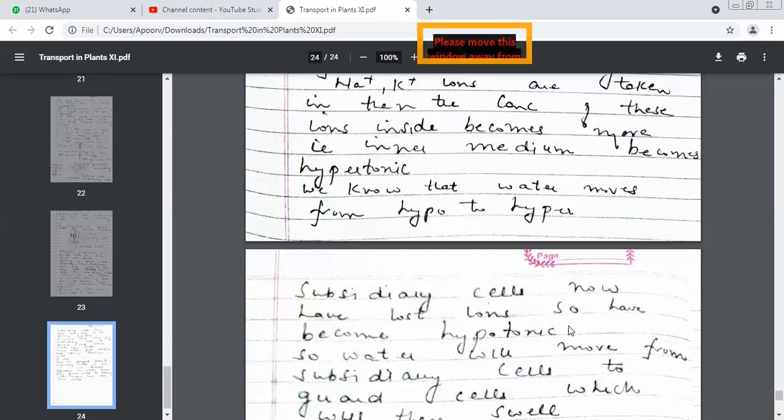One of you quickly explain it to me within a minute. How does a stoma open? How does a guard cell help in opening the stoma? Come on, tell me quickly.